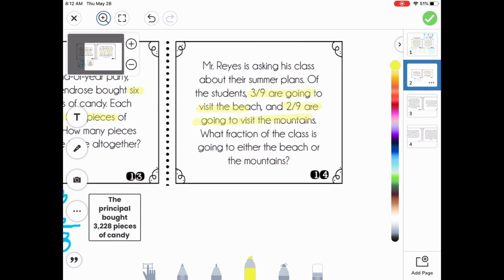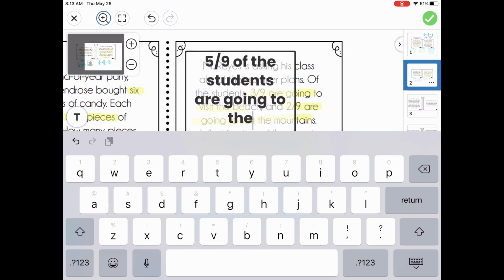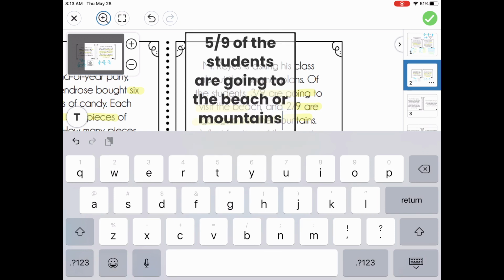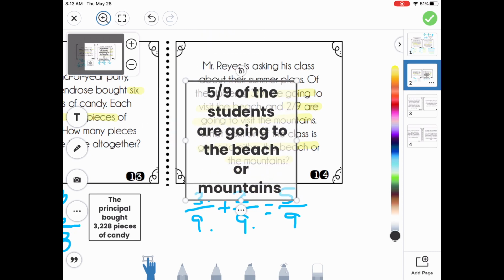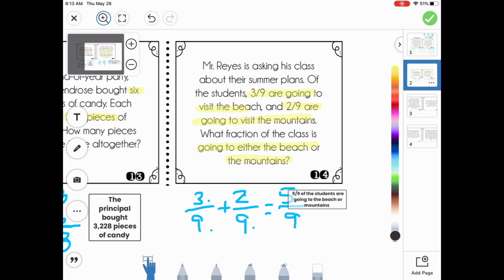So this is asking me what fraction is going to the beach or the mountains, so I need to combine those two fractions together. So I'm going to add 3/9 and 2/9. When I add fractions, my denominator always stays the same, and I add my two numerators together to get 5. So 5/9 of the students are going to the beach or the mountains. Notice as I'm writing my answers, I'm writing complete answers where I'm labeling each answer that I found.